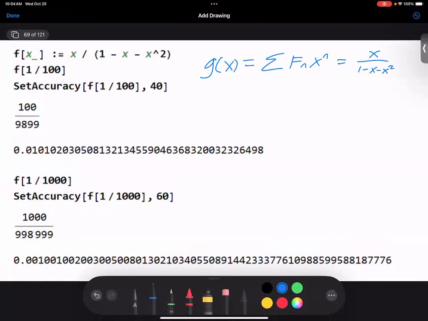It shouldn't surprise you that the Fibonacci numbers are related to this. I'm evaluating this at 1/10. I'm taking x to be 1/10, and I get the fraction 100 divided by 9899. And when you look at the expansion of that, 0.01, 01, 02, 03, 05, 08, 13, this looks suspicious. How did I get a fraction whose digits are essentially just the Fibonacci numbers one after the other? Well, what I'm doing is putting in the generating function 1 over 100.